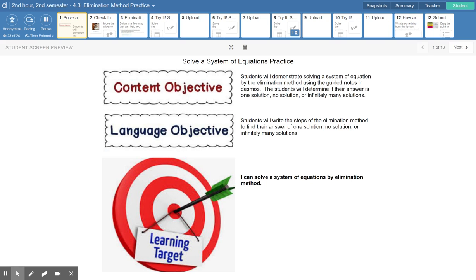In this video, we will be covering the 4.3 elimination method practice. Technically, it's practice number 1, even though it does not say practice number 1 on it. So this is all about elimination, and we're going to be using elimination through the guided notes.